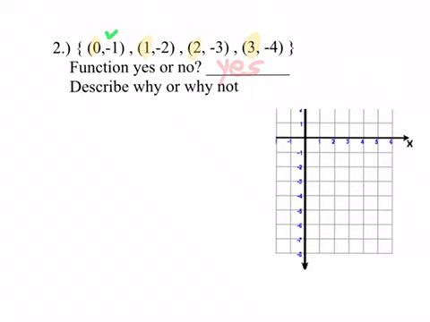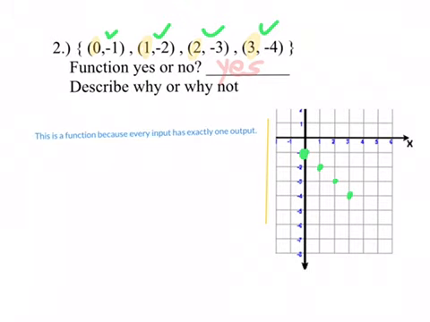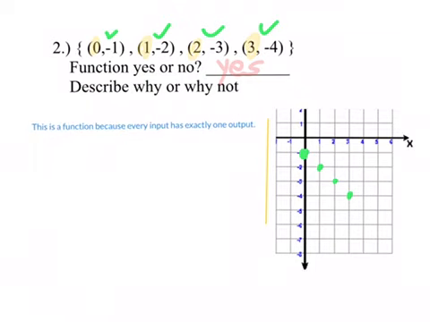So our first ordered pair, 0, negative 1, would fall on the y-axis. 1, negative 2, 2, negative 3, and 3, negative 4. And now let's do the vertical line test. Okay, so as I move my line across the graph, to pass the test, only one point can hit the line at a time. Yep, so this passes the test because every input has exactly one output. So let's write our reason why. Okay, so something like this. This is a function because every input has exactly one output.